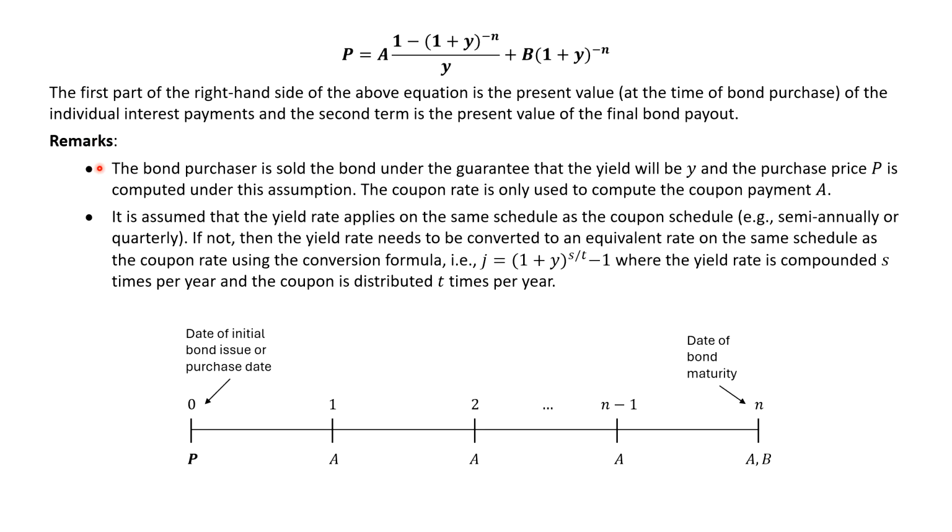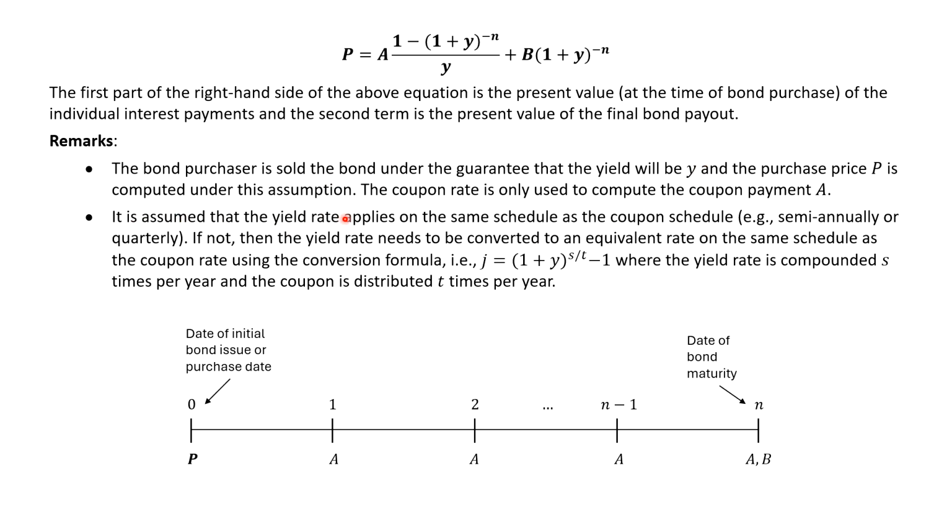I had a couple of remarks also. The bond purchaser has bought the bond under the guarantee that the yield will be Y, and the purchase price P is computed under this assumption. The coupon rate is only used to compute the coupon payment A, and it's not the rate that's used here. The rate used is the YTM, yield to maturity, that's Y.